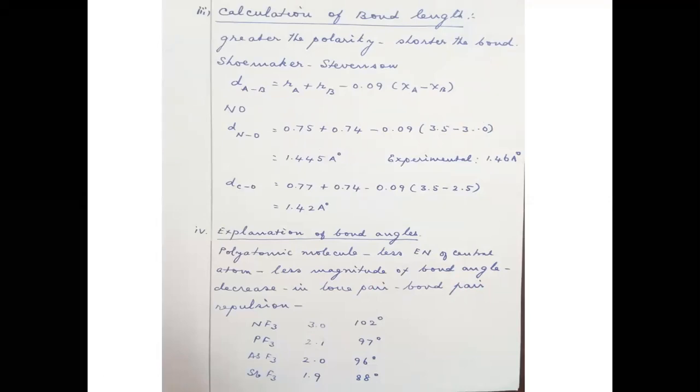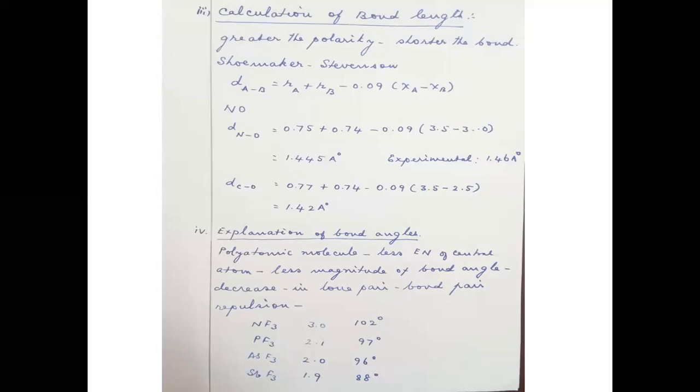See, it is not that simply summing up the radius of one atom and the other atom will give you the bond length. No, that is not the understanding. Depending upon the electronegativity, the nuclei can come closer. So greater the polarity, shorter is the bond. When the electronegativity difference is more, polarity is also more, so the bond is shorter.